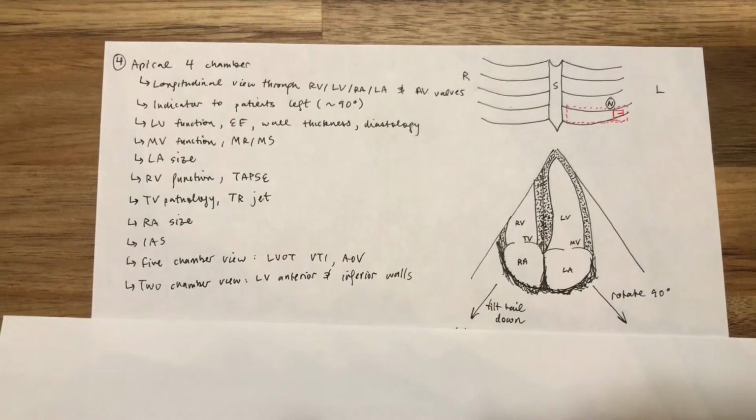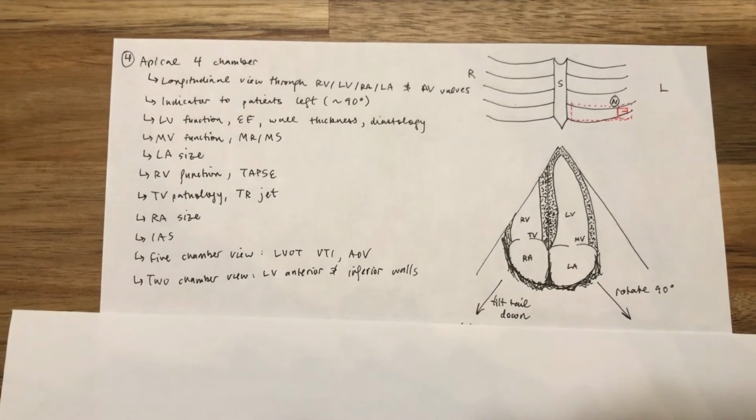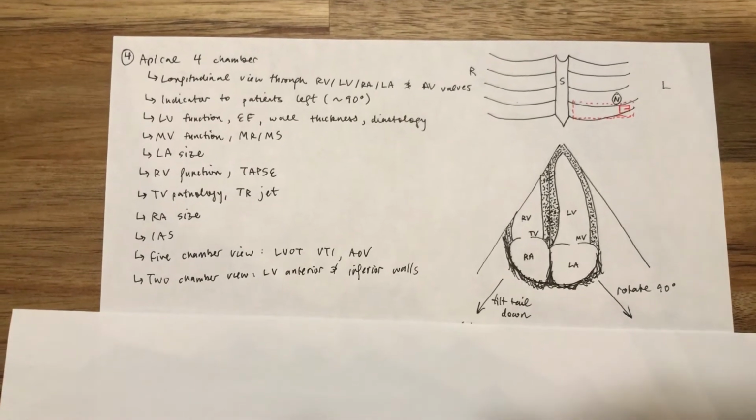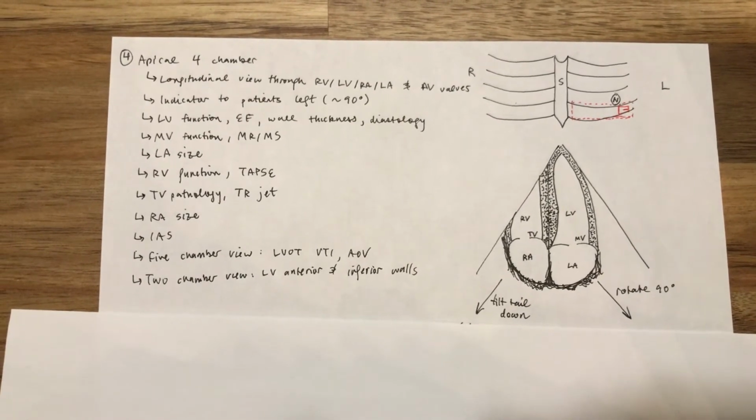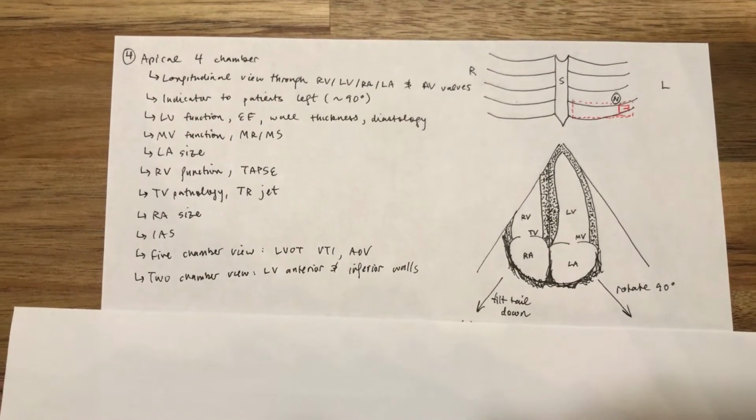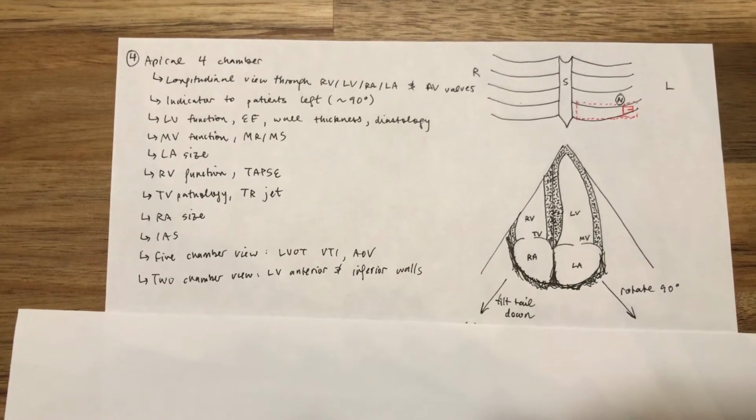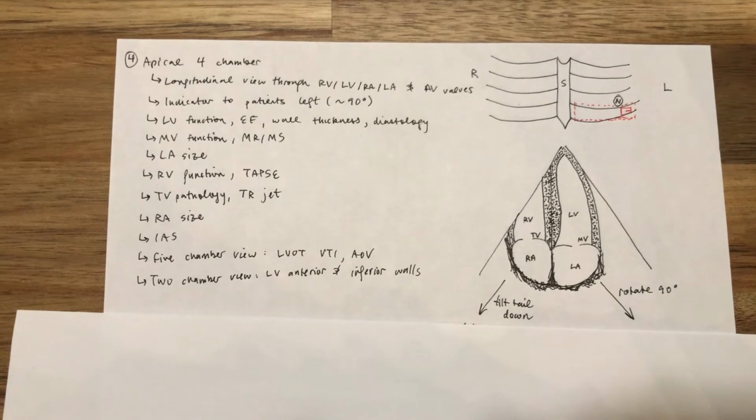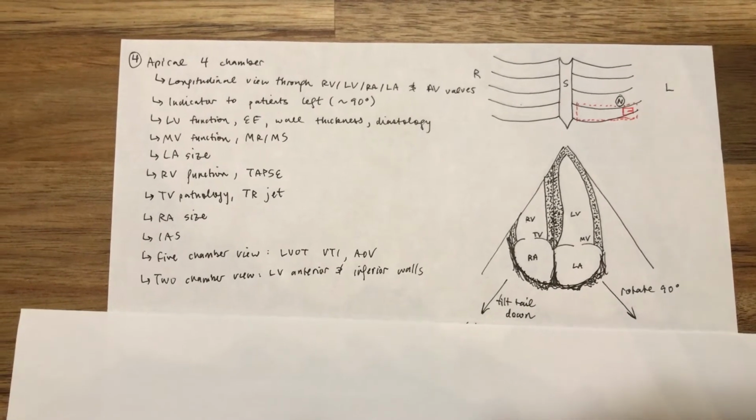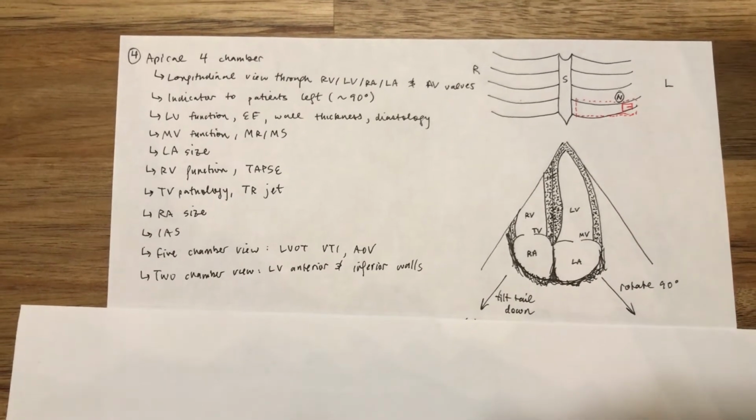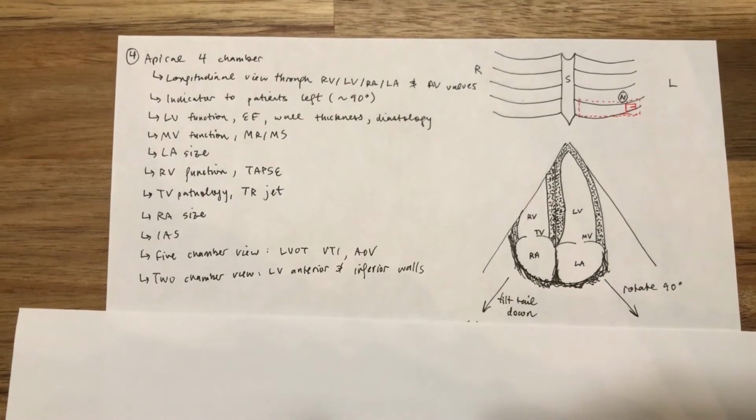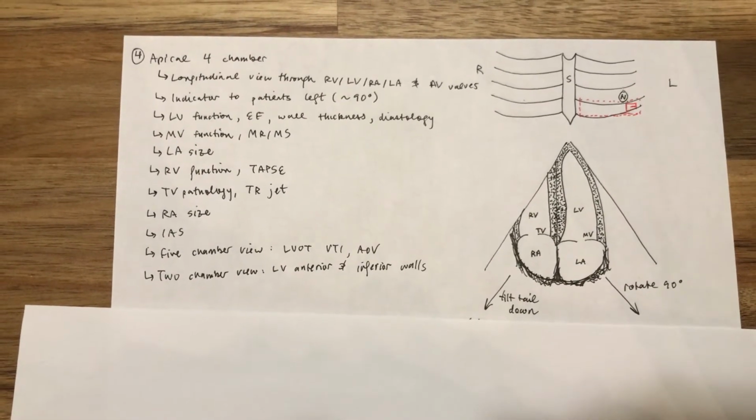There's tons of information you can get from this view. So we'll just start with the left side. You can see the EF of the left ventricle, thickness of the wall. You can also use pulse wave Doppler to measure diastology here, because this is something important for this view.